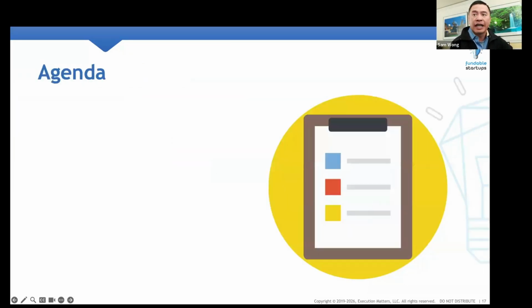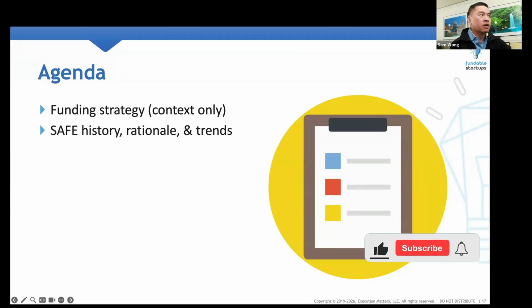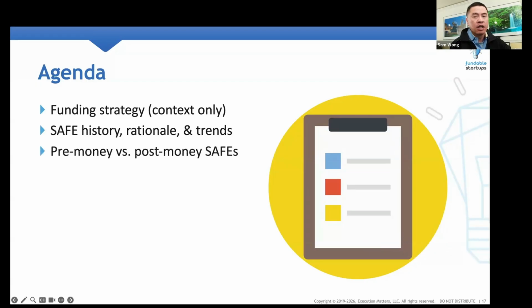Okay. So today's agenda. All right. We are going to talk real quick about funding strategy because it's important to have a little bit of context on where the safe comes into play. We're also going to talk about safe history, the rationale behind safes, and the current trends in the industry. We're going to differentiate between pre-money and post-money safes. Most people don't know the difference. And then we're going to touch on basic safe conversion math.